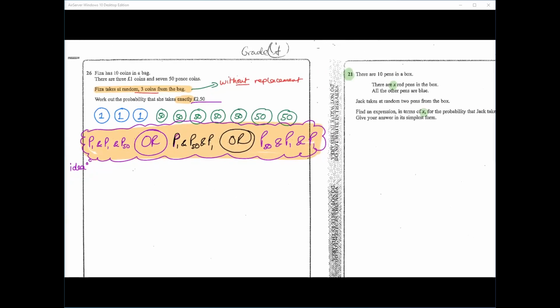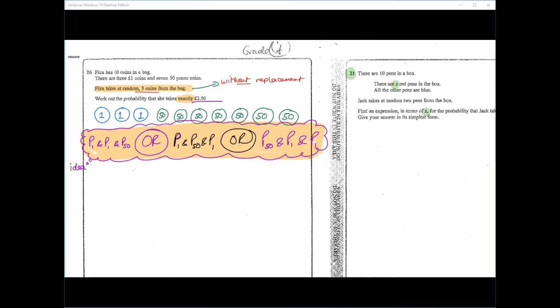But you only use one of them, don't you? No, idea means this is what we're going to do. It's all 3 of them. Work out the probability that she takes exactly £2.50. So there's 3 ways of making exactly £2.50. It's all 3 of them. I'm not giving you a choice like you in a restaurant. Do you want to have chips or do you want to have beans? Are you happy with my explanation? It's all 3.